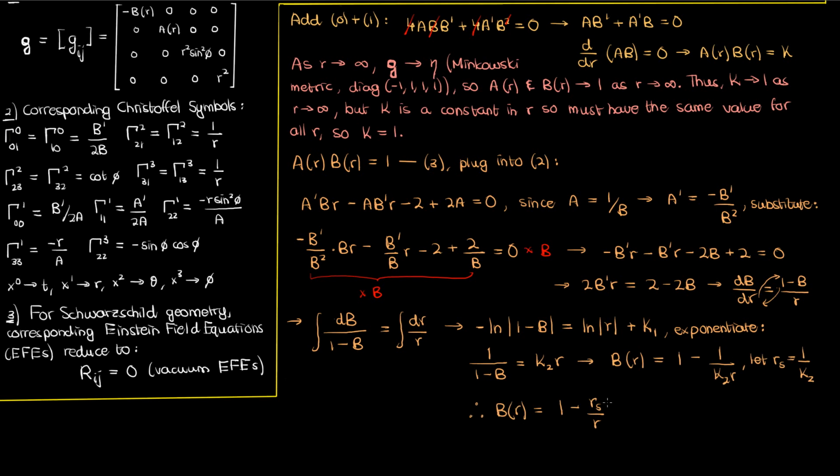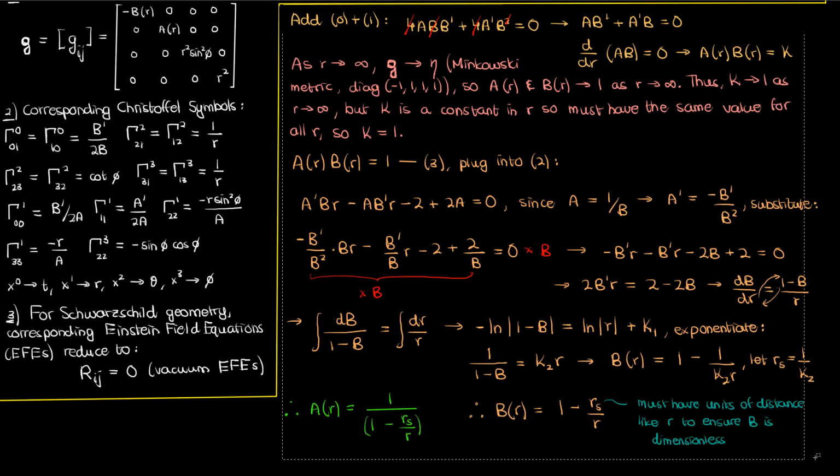The reason I've called the constant r sub s is that b must be dimensionless as a component in this metric tensor, so the r sub s should have units of distance just like the r coordinate in order to give us a dimensionless quantity. Now since a is 1 over b, that means a is just the inverse of all this, so 1 over 1 minus rs over r.